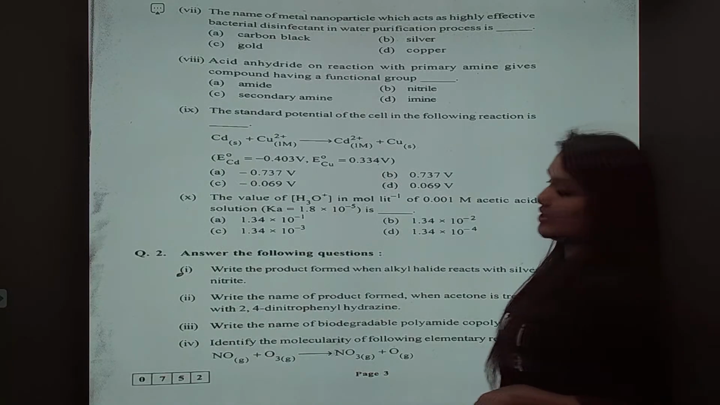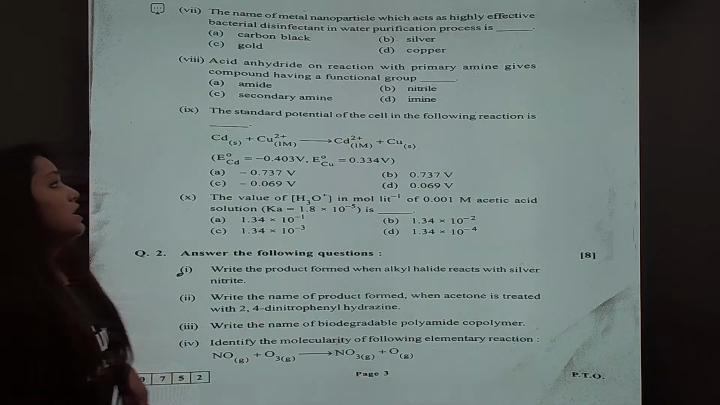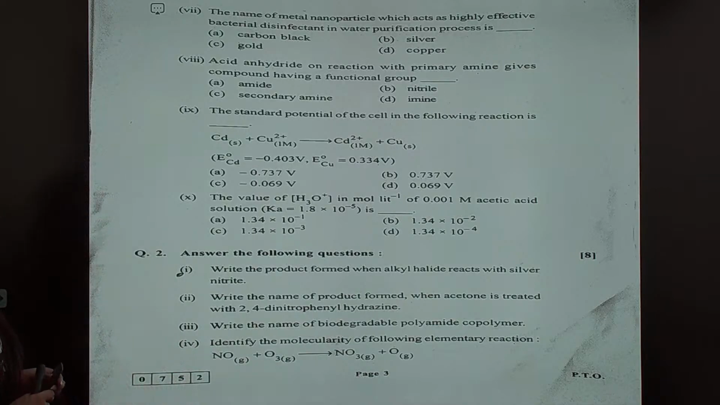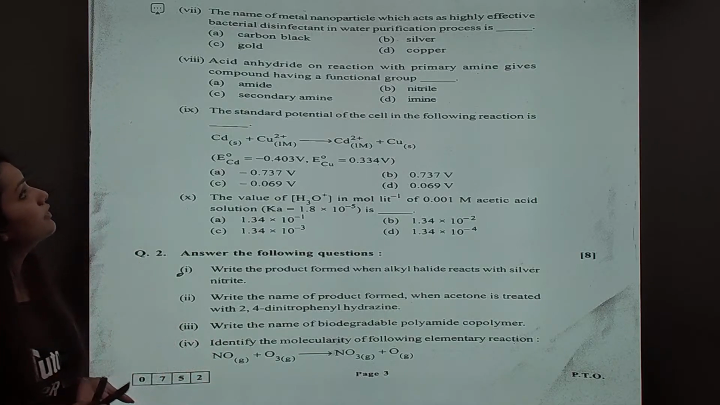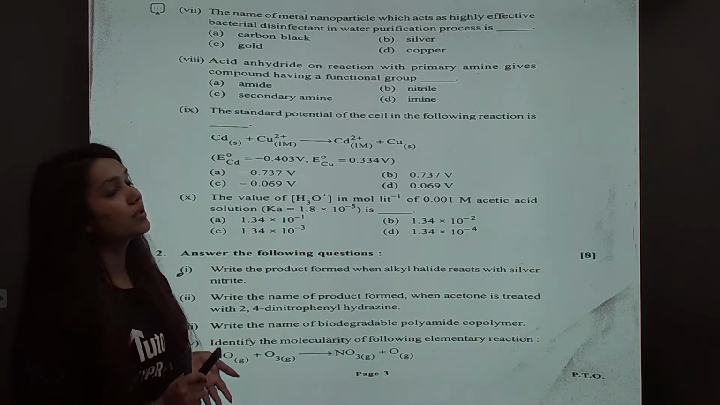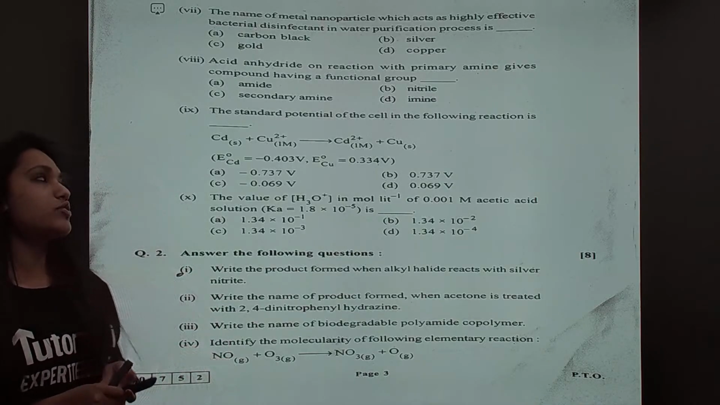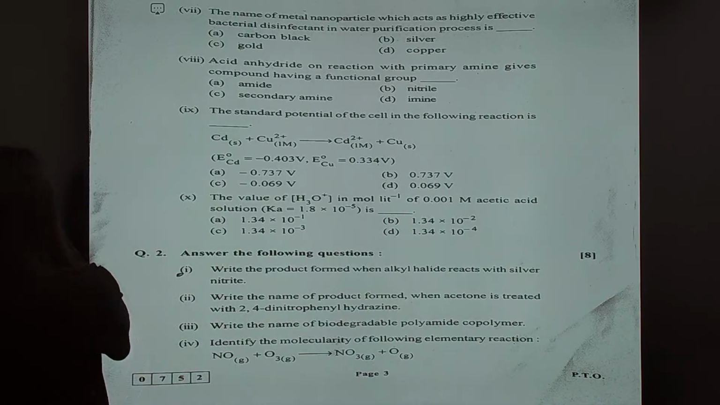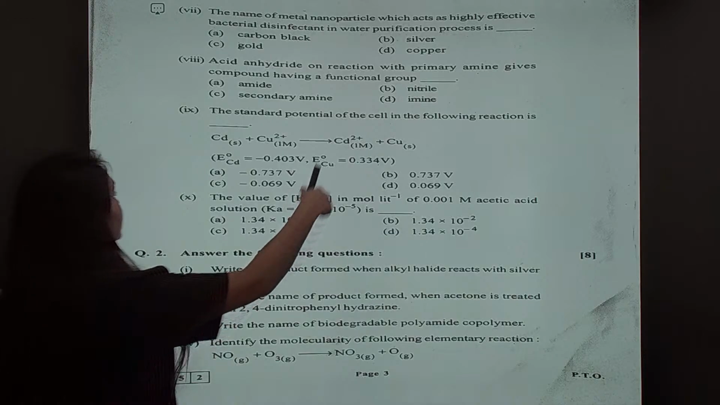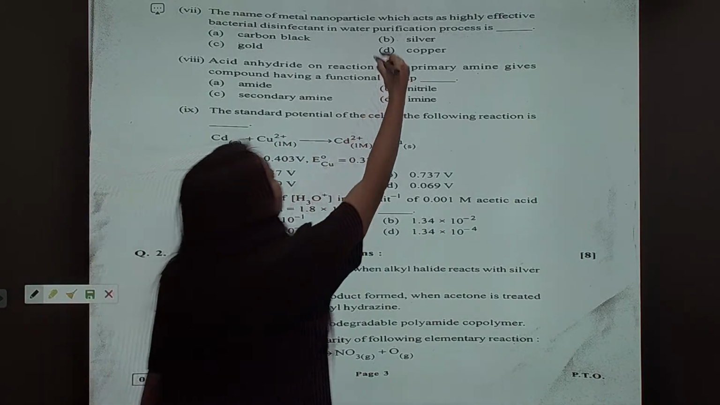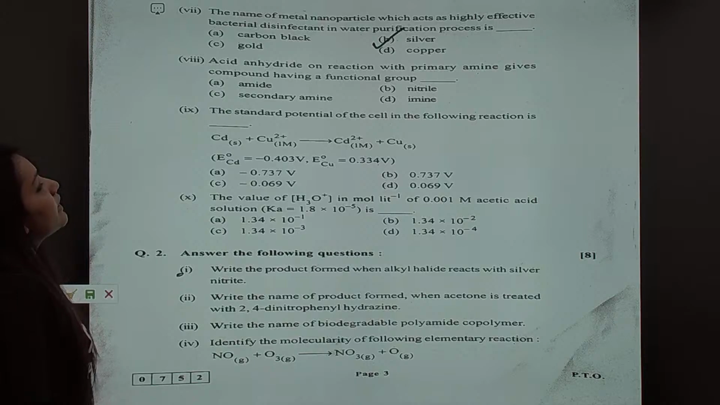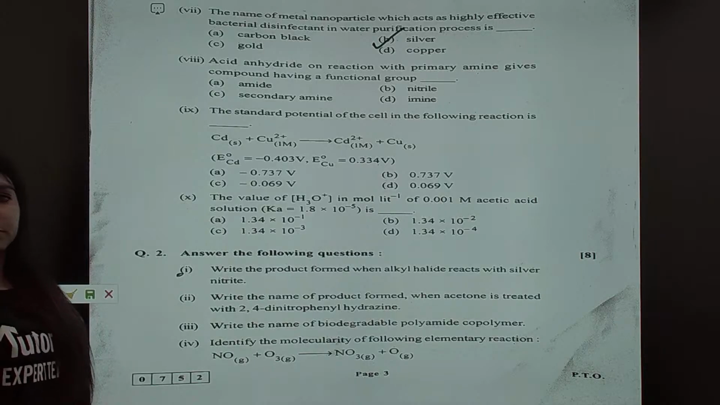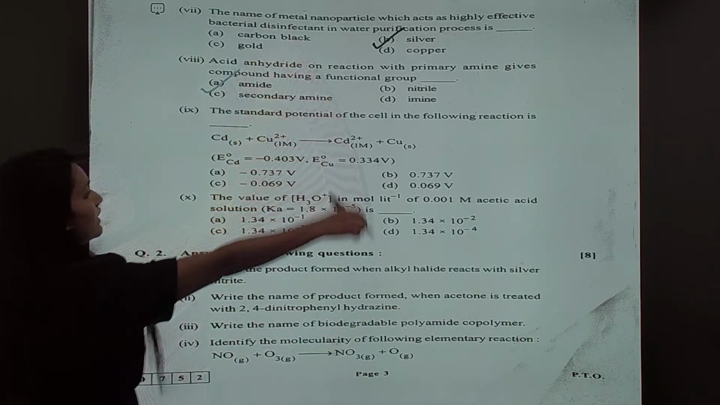Okay, moving on to question number 7 now. The 7th question says the name of metal nanoparticle which acts as highly effective bacterial disinfectant in water purification process. Again a factual question, the answer is silver here. So the answer to this will be silver. Let's mark the right answer. Moving ahead. Next question, number 8. Acid anhydride on reaction with primary amines is going to give you amide. Again a factual question.